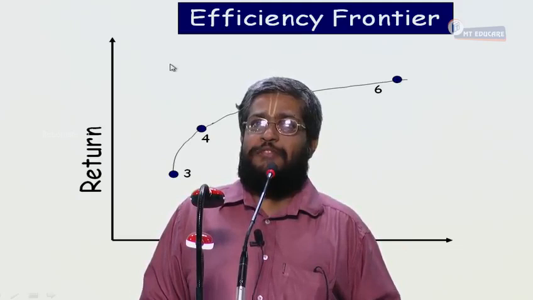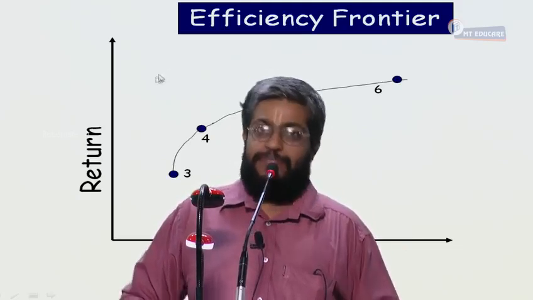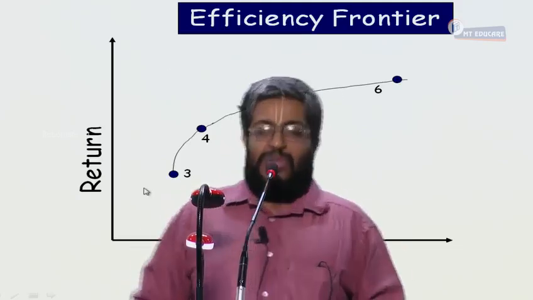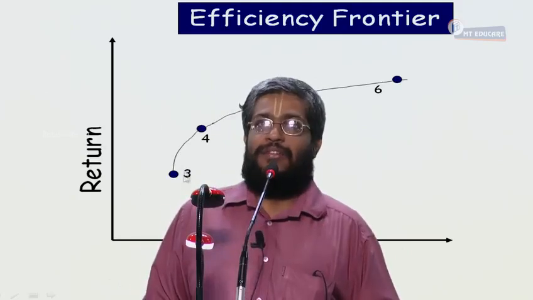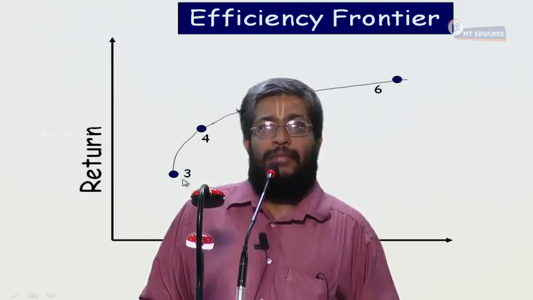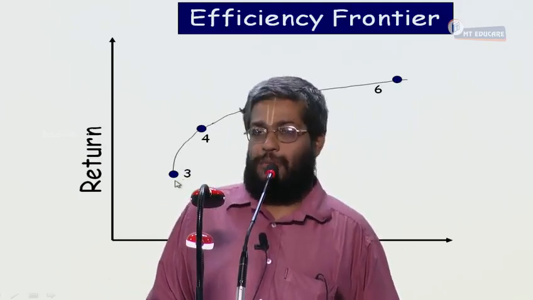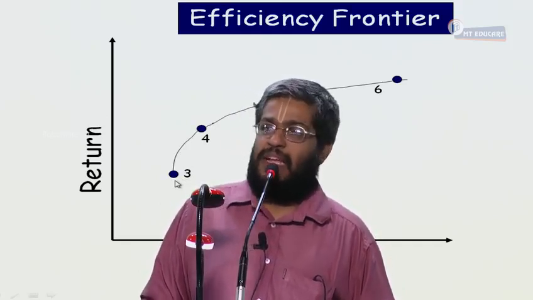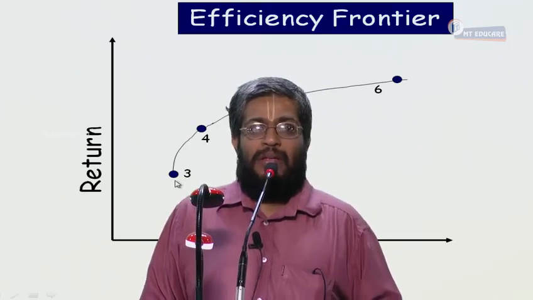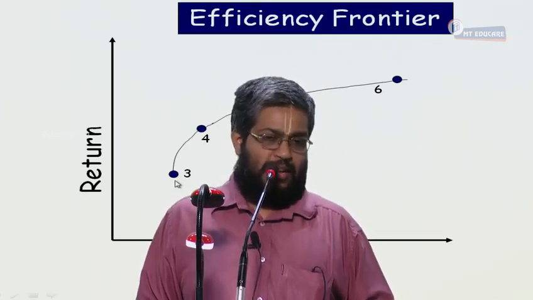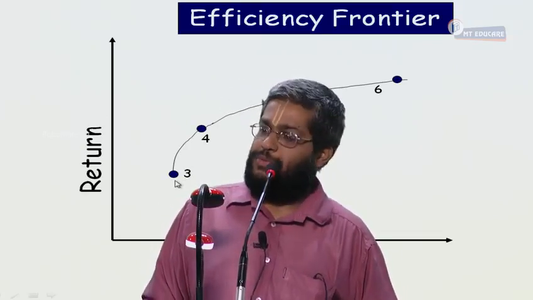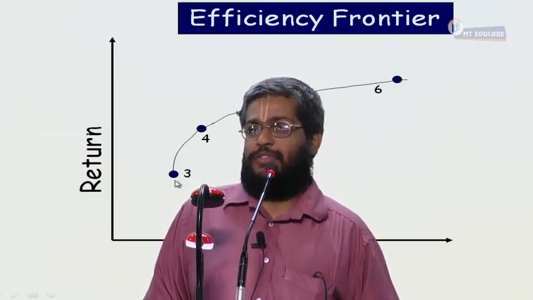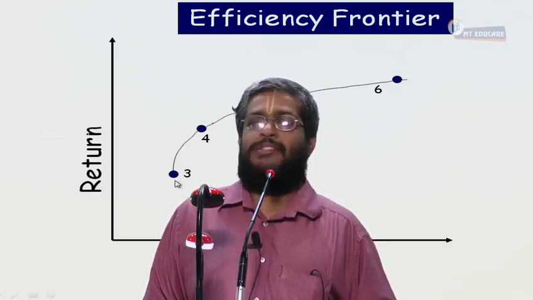Now, next, point number 6. The efficiency frontier starts with, can you fill out the blank? Starts with what? The minimum variance portfolio.